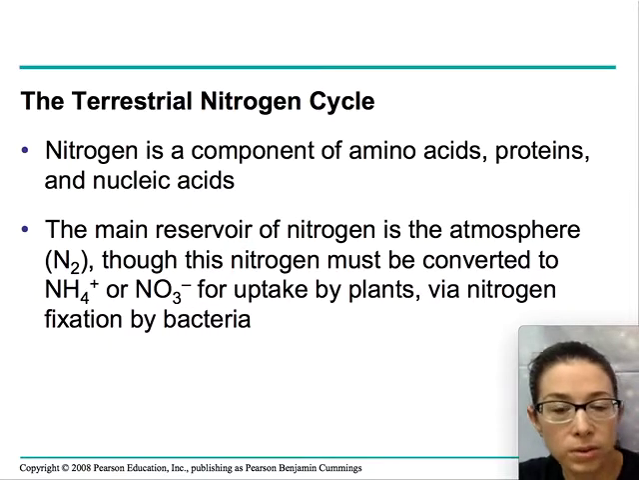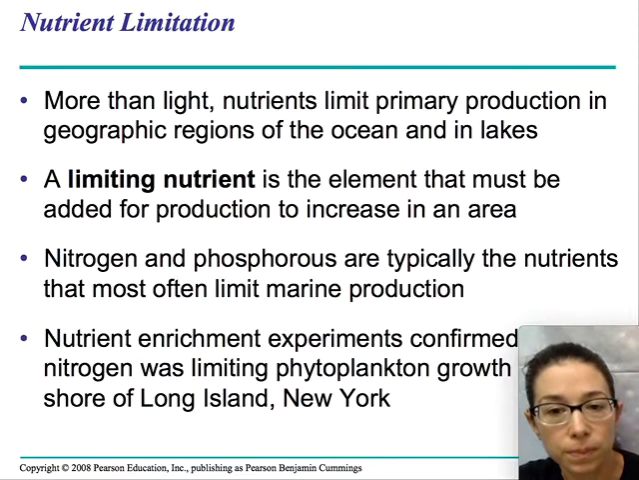So here are a few slides just summarizing that nitrogen cycle. Nitrogen is very important for proteins. The main reservoir is in the atmosphere. But this nitrogen must be converted to ammonium or nitrate for uptake by plants, and this happens through nitrogen fixation.